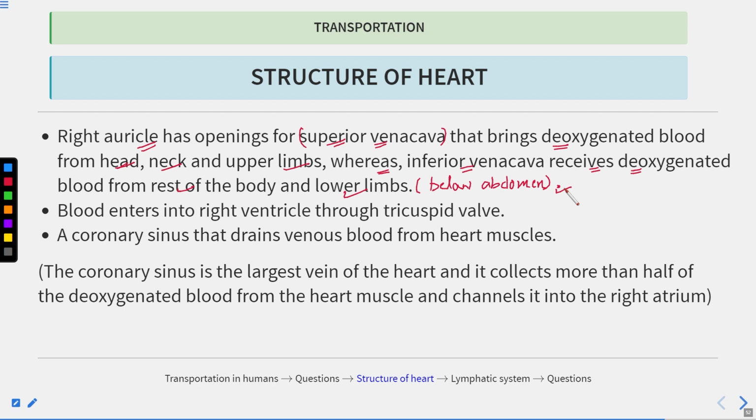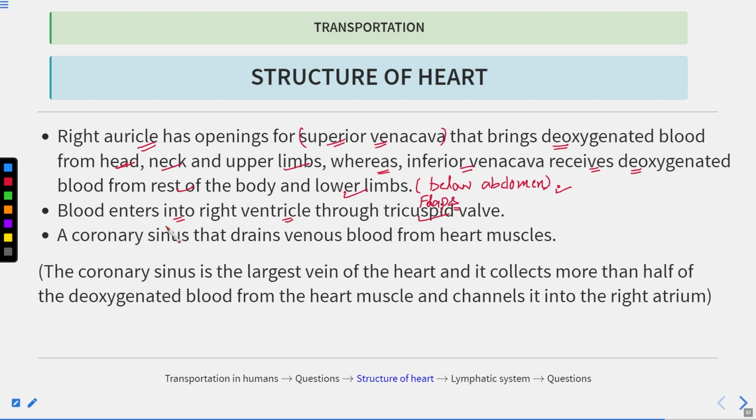So this is clear. Now the blood enters into the right ventricle through a tricuspid valve. Tricuspid means three. All right, so three flaps are present in this valve. That's why it is known as the tricuspid valve.